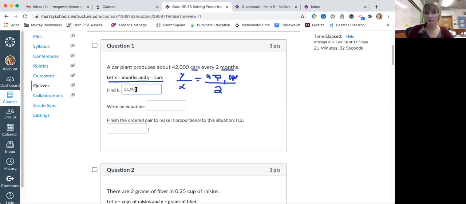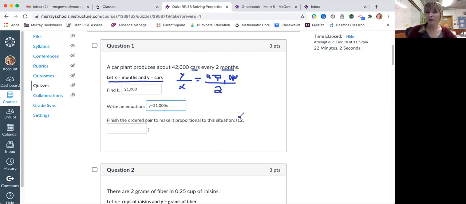K is just the number. Then your equation is Y equals 21,000 X, do not forget about the X. It's really important and it needs to be there. And then it says finish the ordered pair to make it proportional to this situation. So look at this, it kind of breaks to the next row, but this is just an ordered pair, 12 comma something. So if they give you 12, are they giving you X or Y? They're giving you X, right?